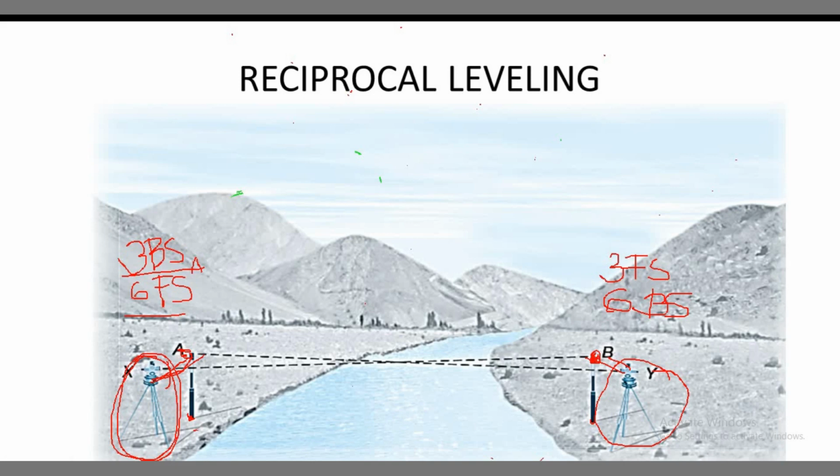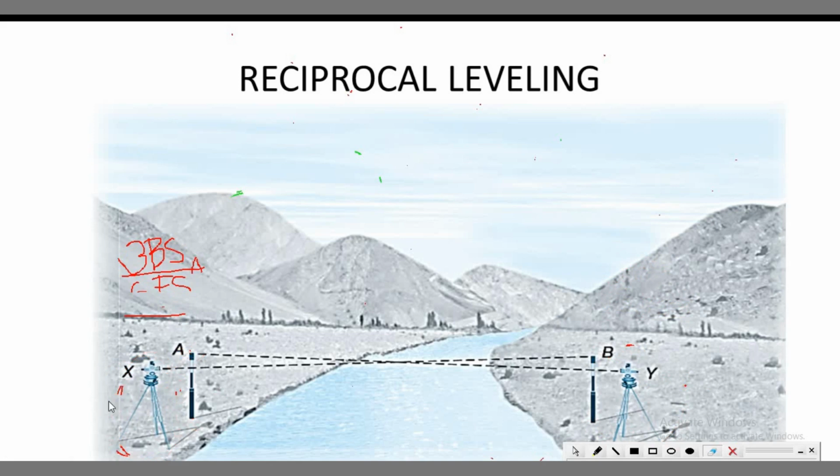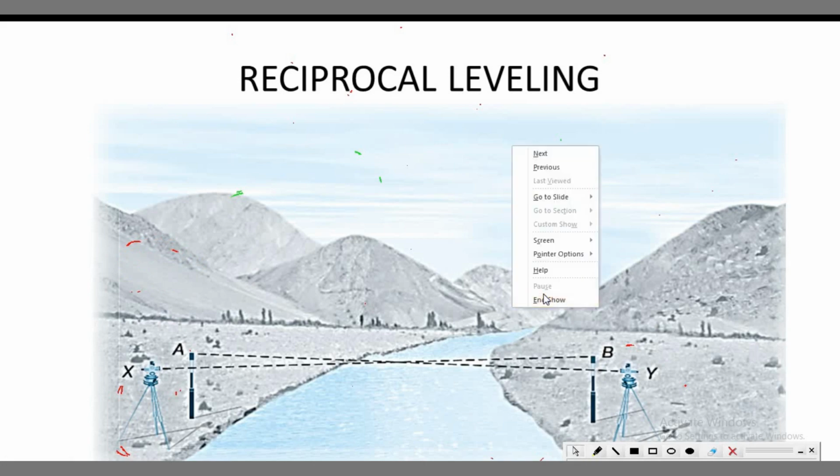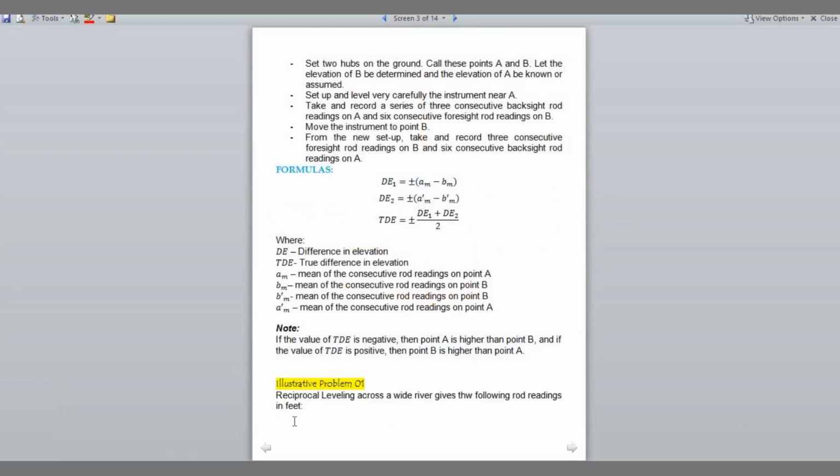After that, pag nakuha mo yung mga readings na yan, pwede na nating itabulate yung ating mga datas. Pag natabulate na yung ating mga data, pwede na tayo mag-proceed sa ating calculation. So, how do we calculate this one? Balik ako dito. These are the formulas we are using in the reciprocal leveling. Wherein DE1, that is the difference in elevation ng point A. DE2, that is the difference in elevation dun sa point B. So, TDE, that is the difference in elevation.